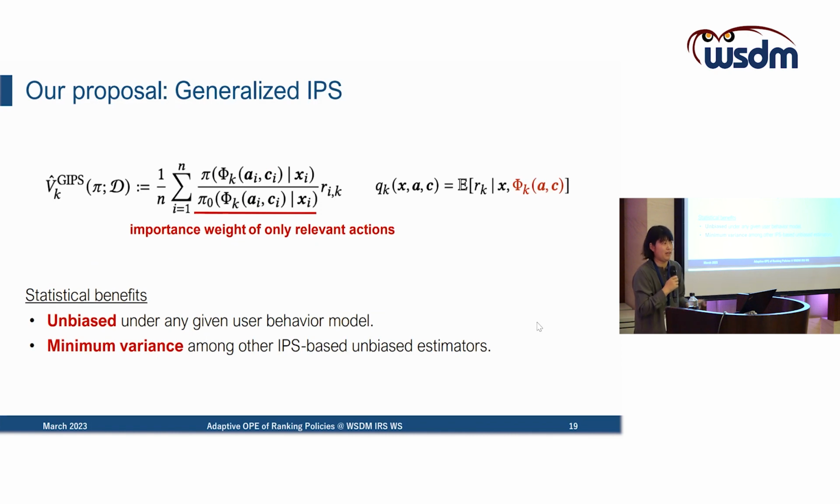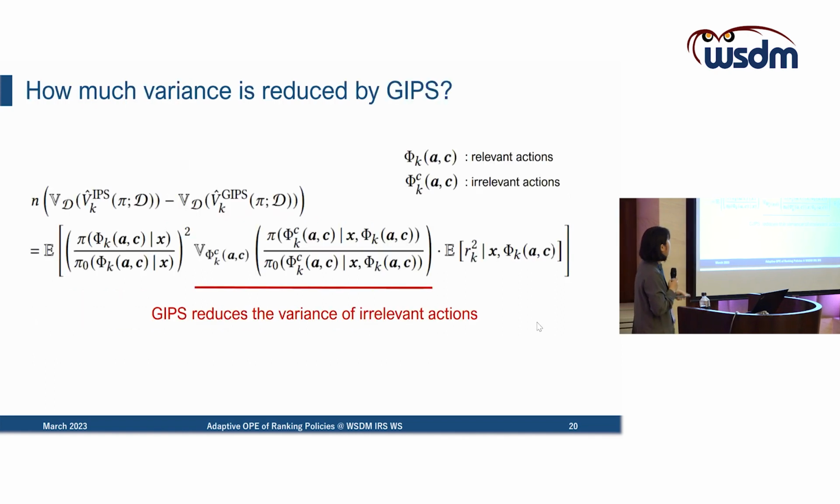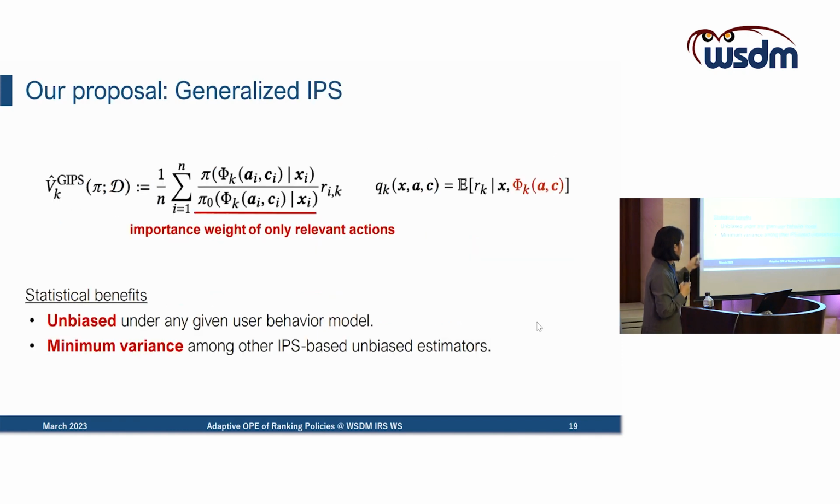all IPS-based unbiased estimators. And looking at the variance reduction effect, we find that GIPS reduces the variance from irrelevant actions because we are applying importance sampling only for relevant actions. And since relevant actions depend on the user context, by using context-dependent importance weights, we can achieve very good statistical properties.